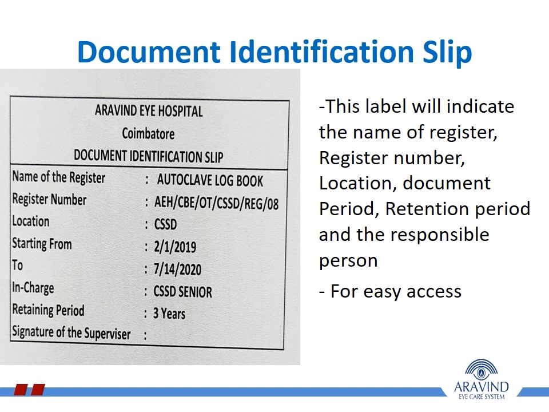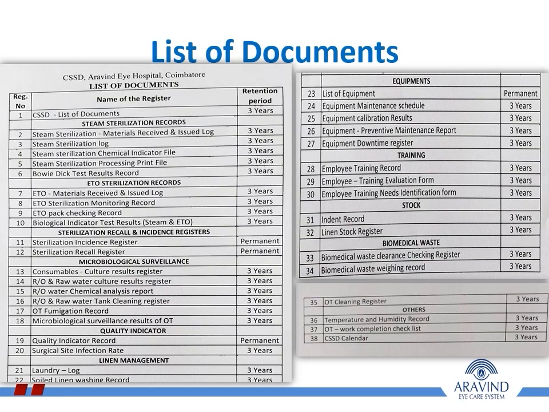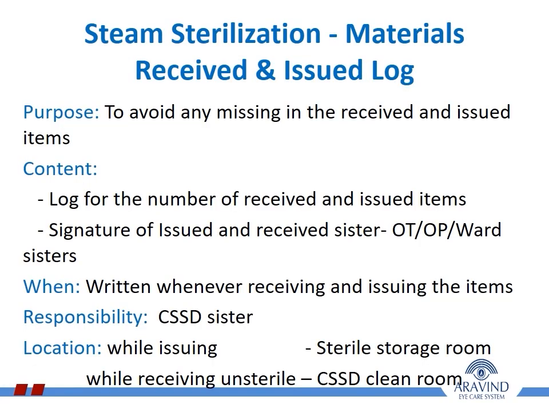The documentation identification slip, as shown in the picture, indicates the name of the register, register number, location, document period, retention period and the person responsible for it. This slide shows the list of the documents. All these documents are to be kept in the CSSD department and CSSD staff are responsible for it. Let us take a look into each of the documents.